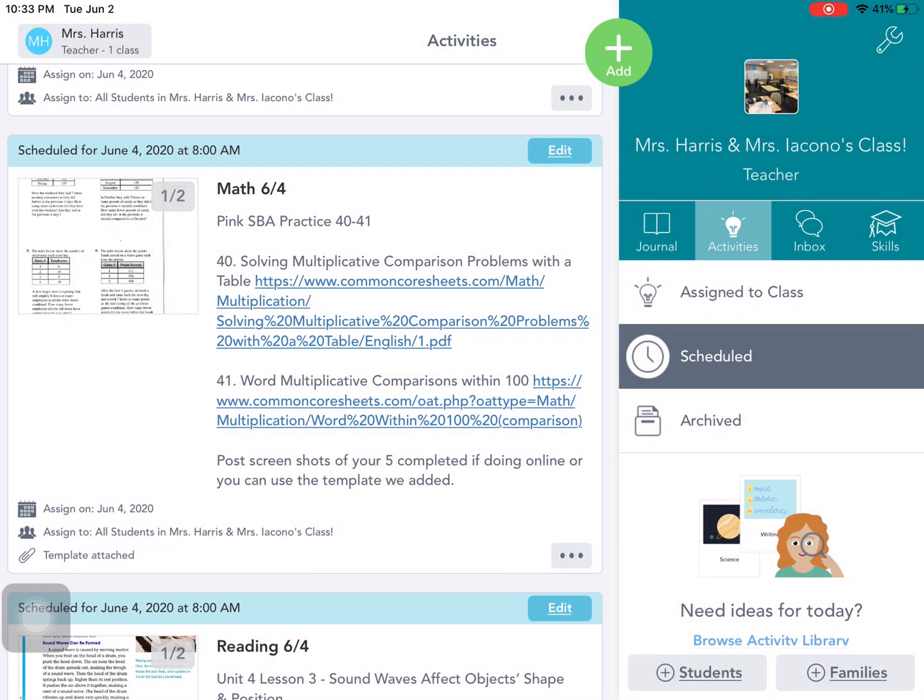That's all for June 4th. Make sure you go ahead and finish all 5 of those and do 5 multiplicative word comparison problems within 100. And if you have any questions, let us know.